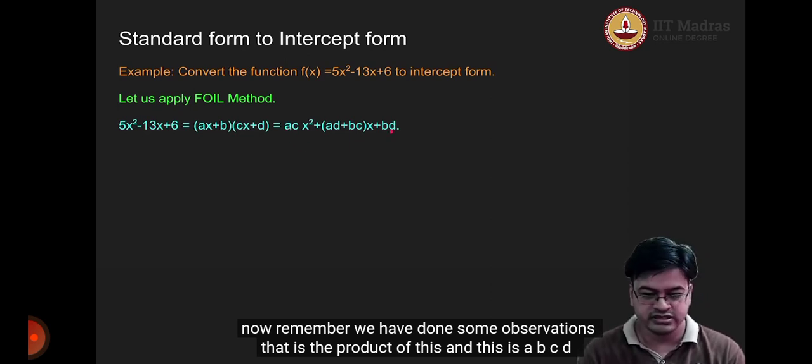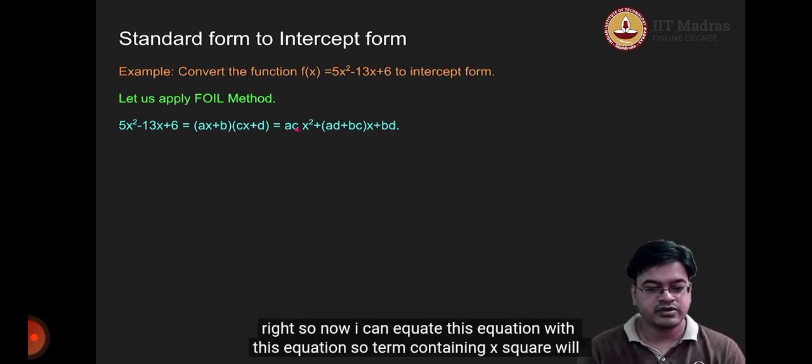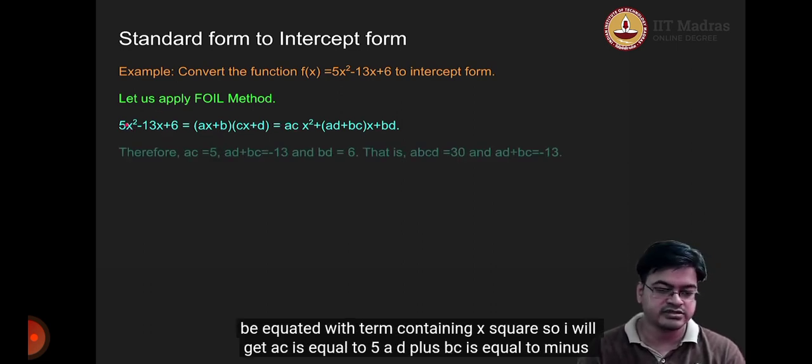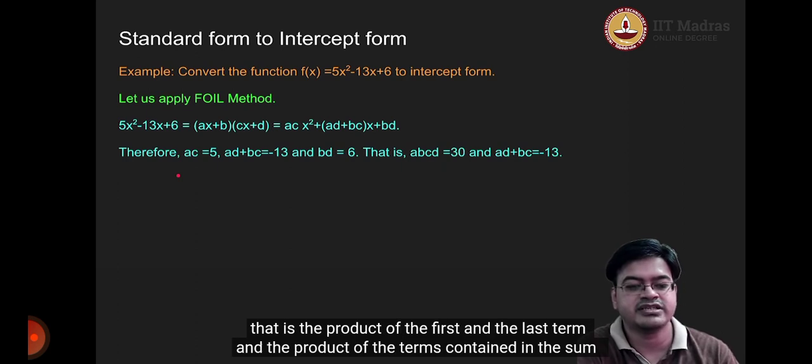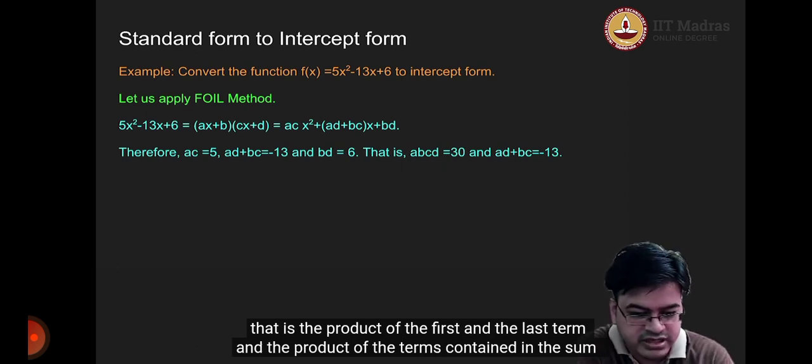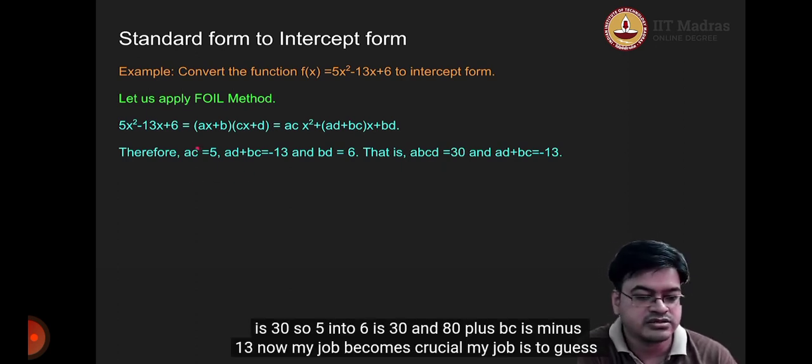Now, remember we have done some observations. The product of this and this is abcd. Right? So now I can equate this expression with this expression. The term containing x square will be equated with the term containing x square. So I will get ac is equal to 5, ad plus bc is equal to minus 13, and bd is equal to 6. Then from this I can also derive that abcd, the product of the first and the last term, is 30. So 5 into 6 is 30, and ad plus bc is minus 13.